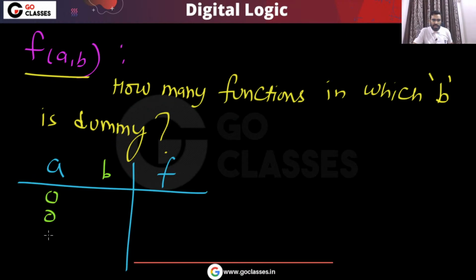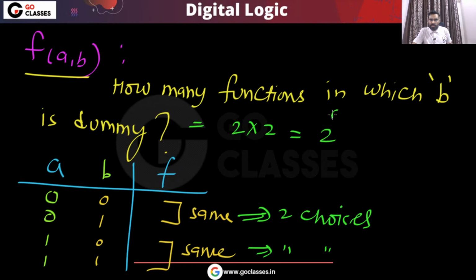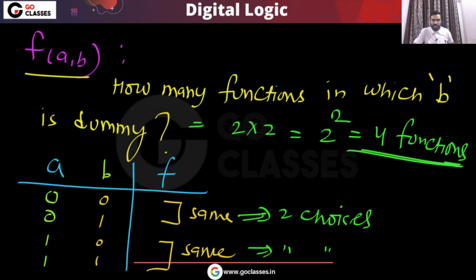The answer will only depend on a. So it does not matter what b is. I can say these two must be same, and these two must be same. So there are two choices, and finally the number of functions will be 2 into 2, that is 4. So there are total 4 functions in which b is dummy.